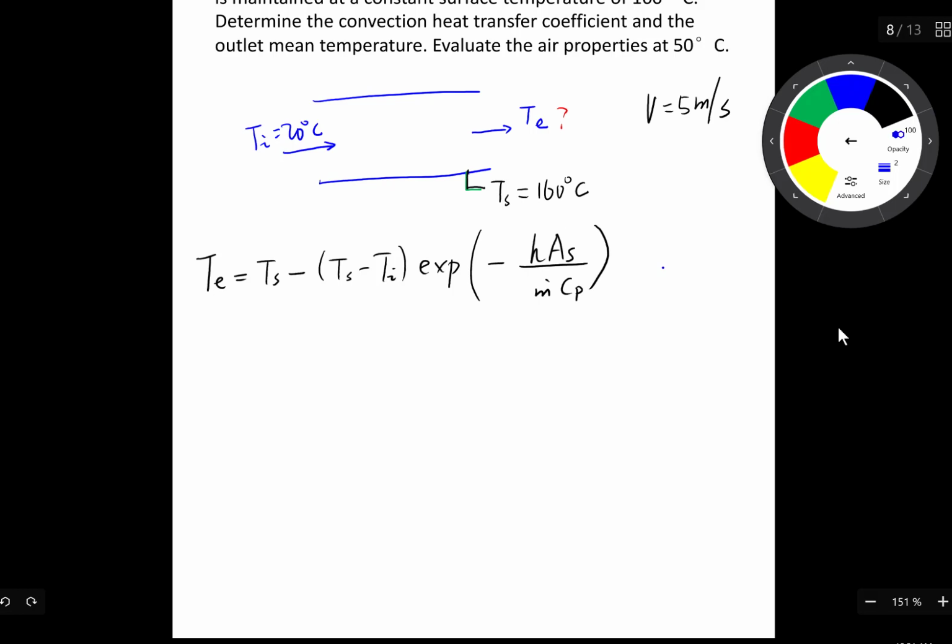We know in this equation, this As is the area of the surface which is exposed to convection. So it is not pi d squared over 4, it is pi d L. And for m, the mass flow rate, we know the velocity. So mass flow rate is density multiplied by volumetric flow rate, and volumetric flow rate is velocity multiplied by cross-sectional area, pi d squared over 4.